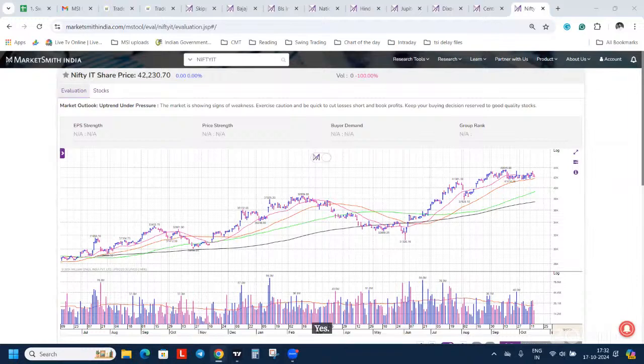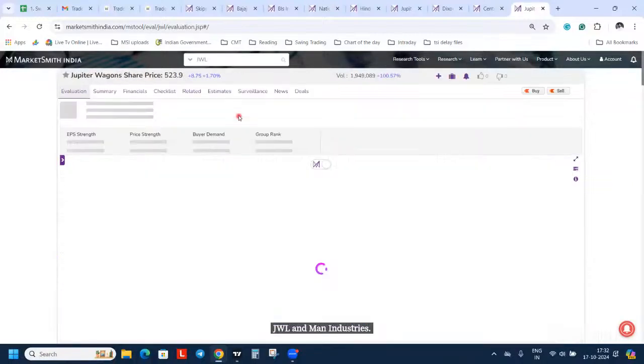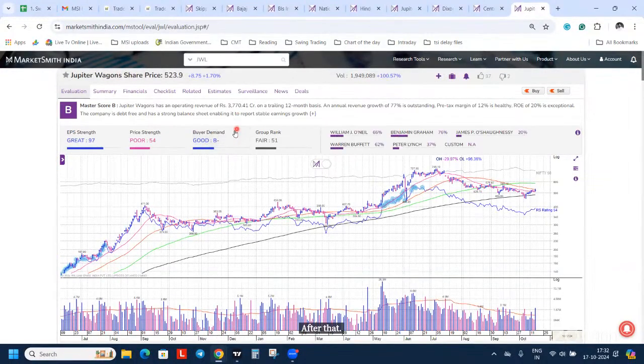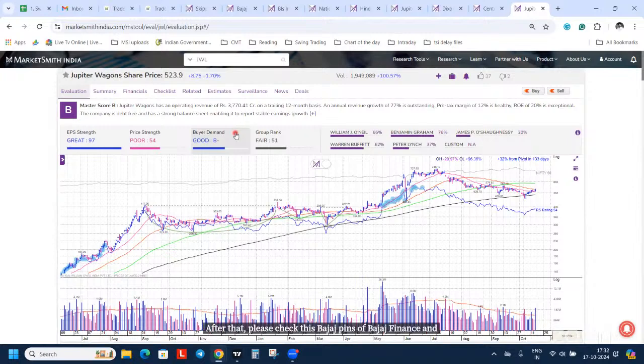Okay, and the next one is JWL and Man Industries. After that, please check Bajaj Finserv, Bajaj Finance, and Bajaj Housing. Three. Bajaj Finserv, the entire one, I have already covered Bajaj Bank, and I'll take Bajaj Finance and Housing Finance, Bajaj Housing.